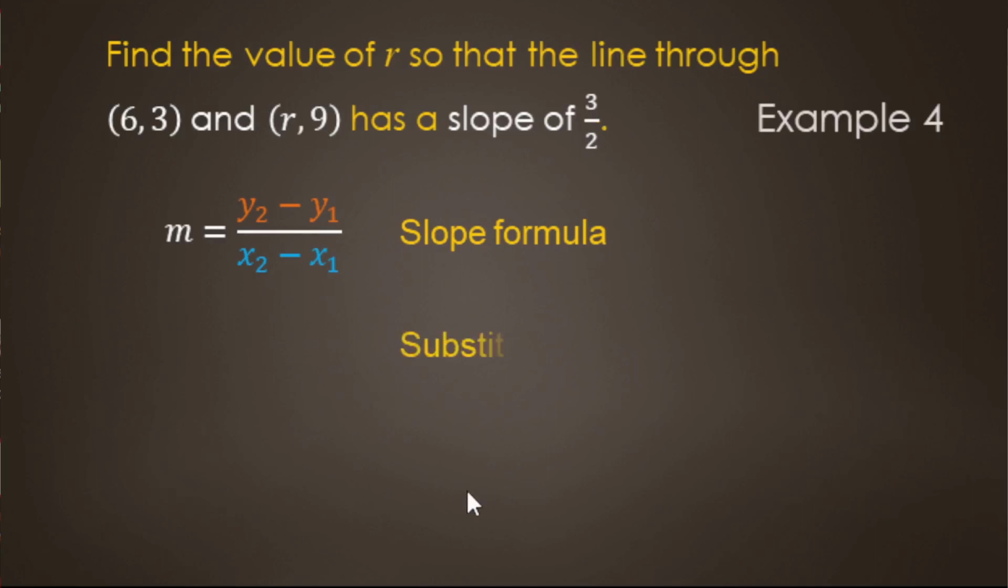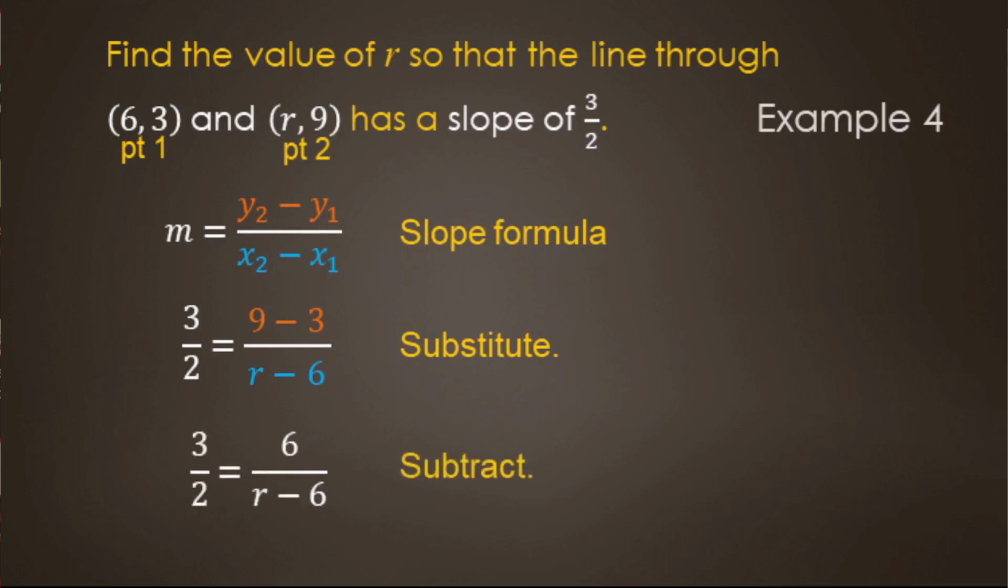So here we go. We're just going to replace all of these with numbers and variables from the question up here. So the slope, the m, that's going to be 3/2. So 3/2 replaces the m. y2, that's the y value from point 2. Point 1 is the first one, point 2 is the second one. So the y value from point 2 is going to be a 9. So y2 is a 9. And then y1, the y value from point 1, is a 3. Now the x2, the x value from point 2, that's going to be just r. And then the x value from point 1, that's going to be the 6 there. So there we go. Now we have our formula all filled out with the values.